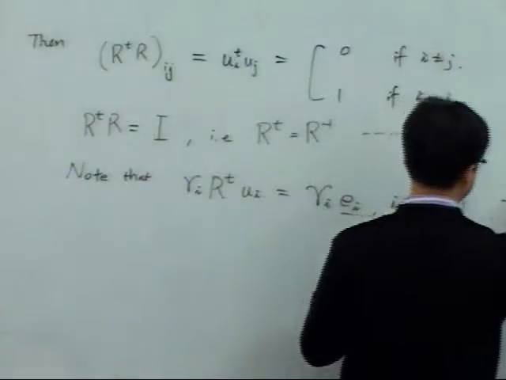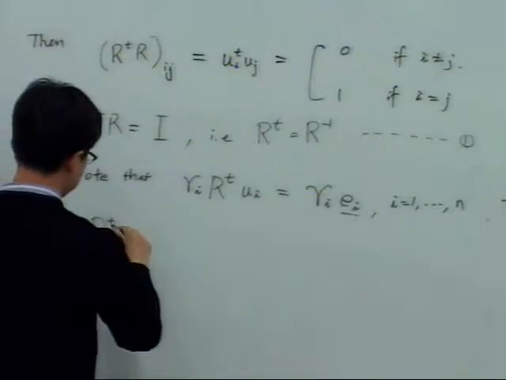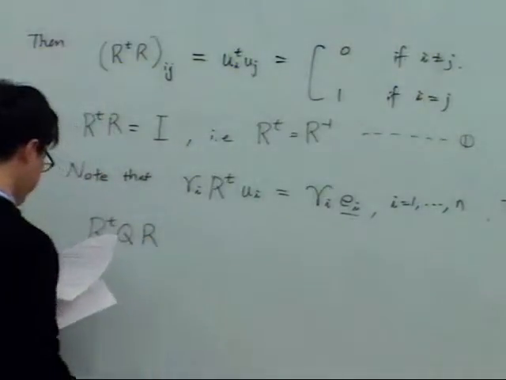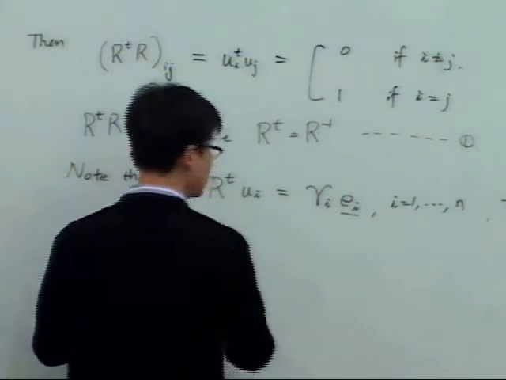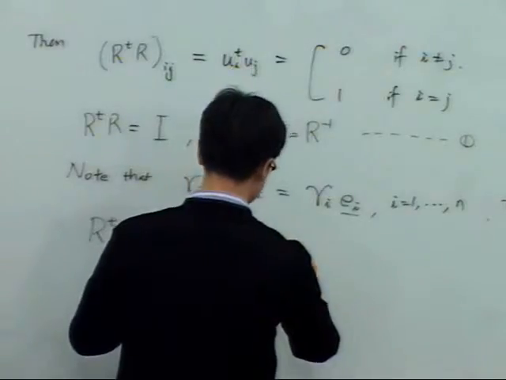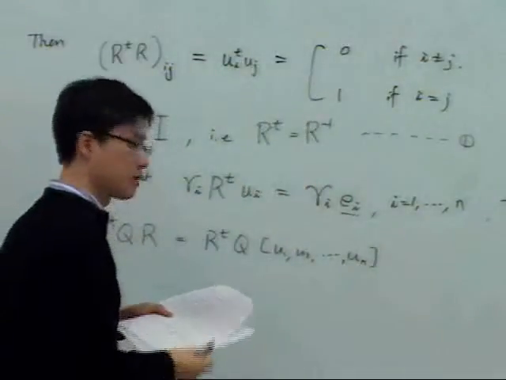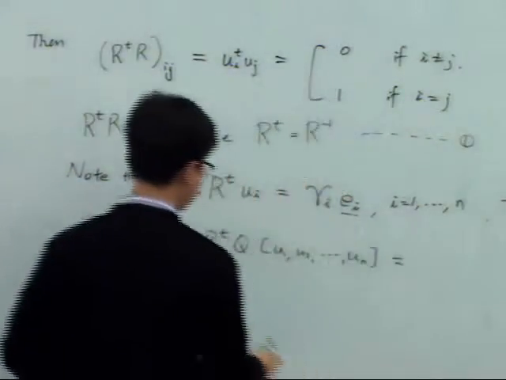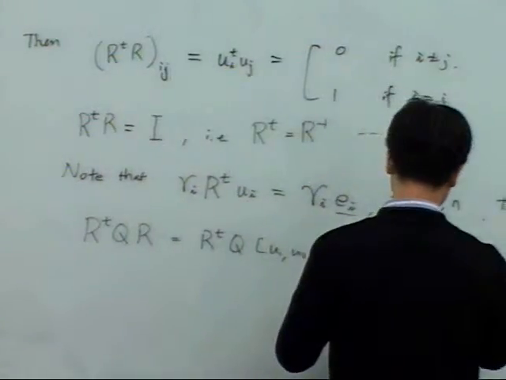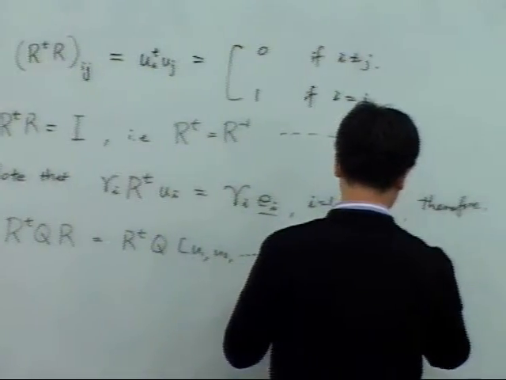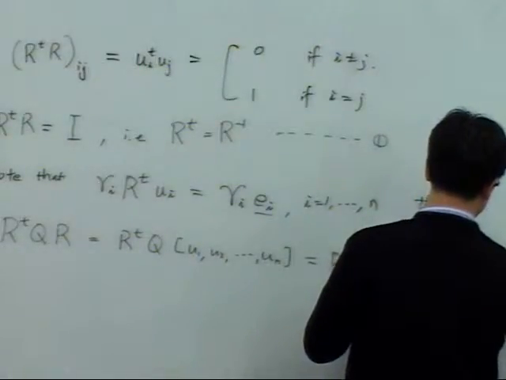Okay, therefore this R transpose QR is R transpose Q, and instead of R, I take u1, u2, ..., un. We can multiply one by one, which is equal to R transpose times lambda_1 u1, lambda_2 u2, ..., lambda_n un.